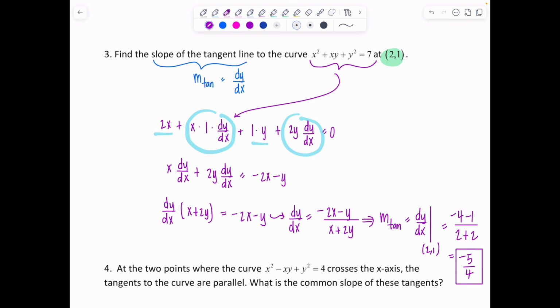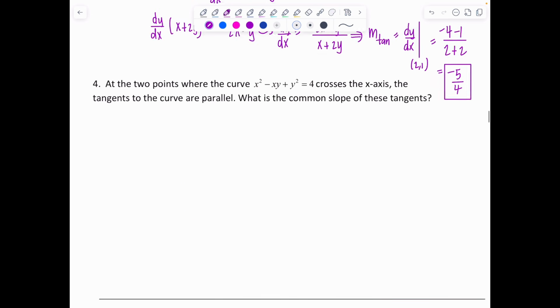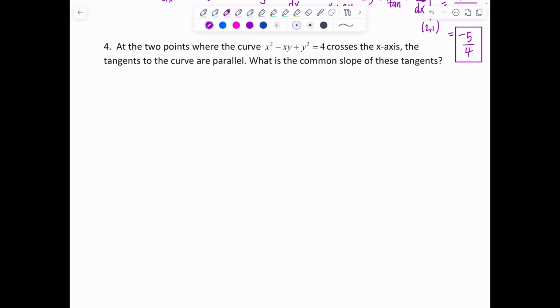Last one on this topic. At the 2 points where the curve x squared minus xy plus y squared equals 4 crosses the x-axis, the tangents to the curve are parallel. What is the common slope of these tangents? So I know we're going to need dy/dx, but notice they didn't give me a point this time like they did previously. But they told me they're interested in the slope of the tangent line where this curve crosses the x-axis. So I have to go find the ordered pairs myself.